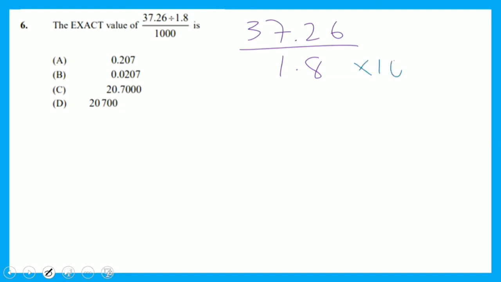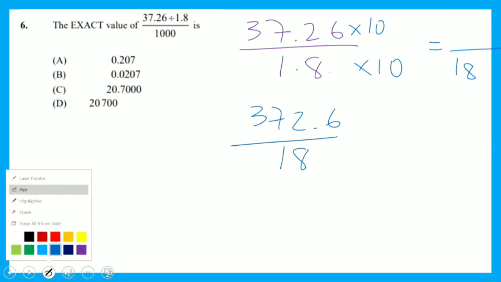Clearly, we can multiply by 10. We know that automatically our decimal point will now be one place to the right. So our denominator will now be 18. Now, if I multiply the denominator by 10, I must do the same thing to the numerator, so as to not change the value of the fraction. If I multiply 37.26 by 10, we're going to have 372.6 over 18.